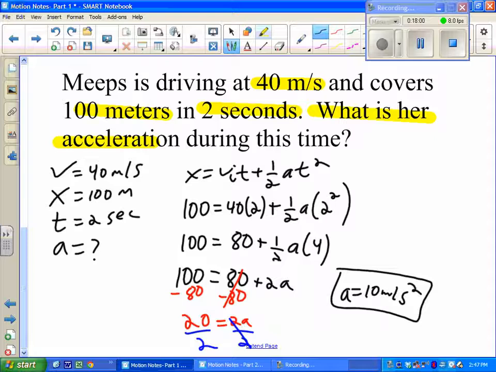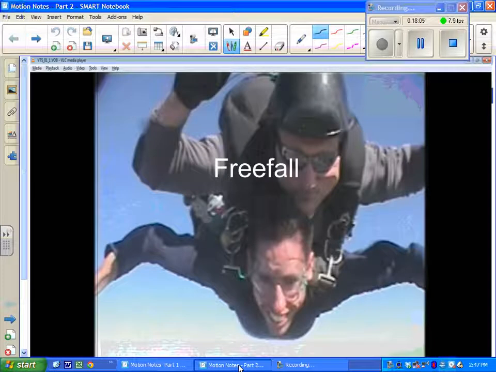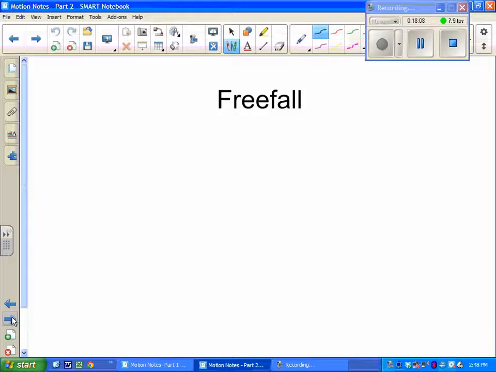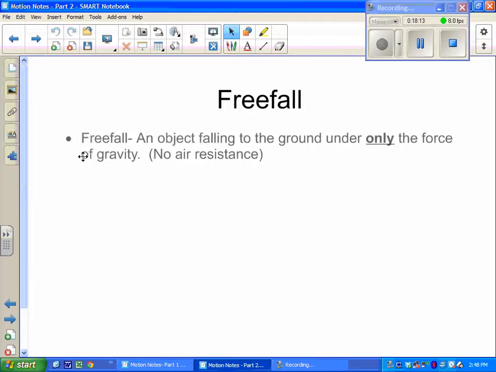Let us now talk about part 2, which is free fall. All right, free fall. The definition is an object falling to the ground under only the force of gravity. So we're talking about no air resistance. So we're talking about gravity only, nothing else pushing on it.